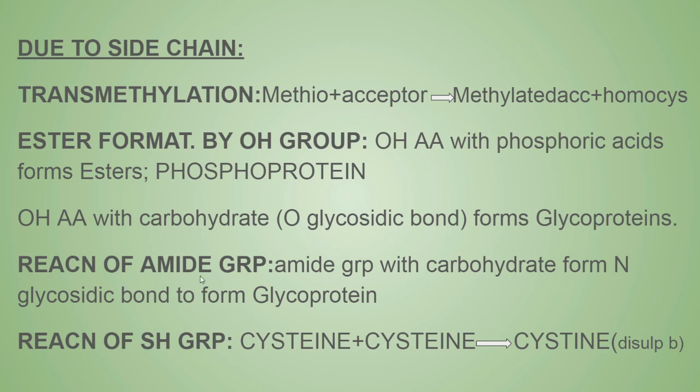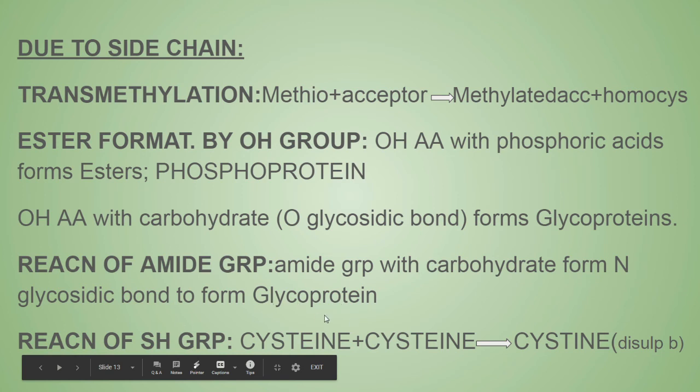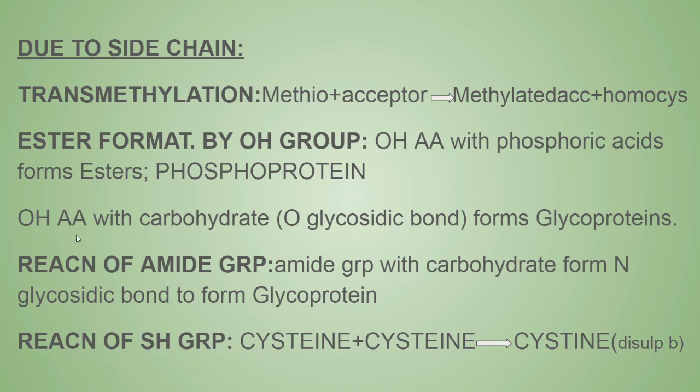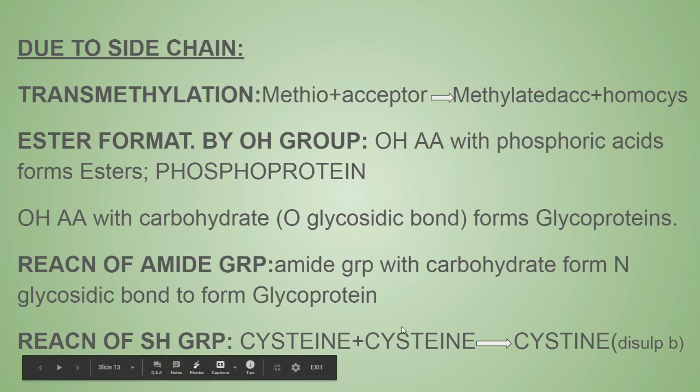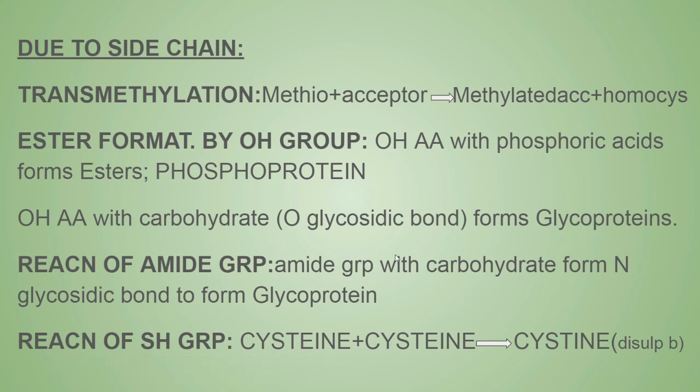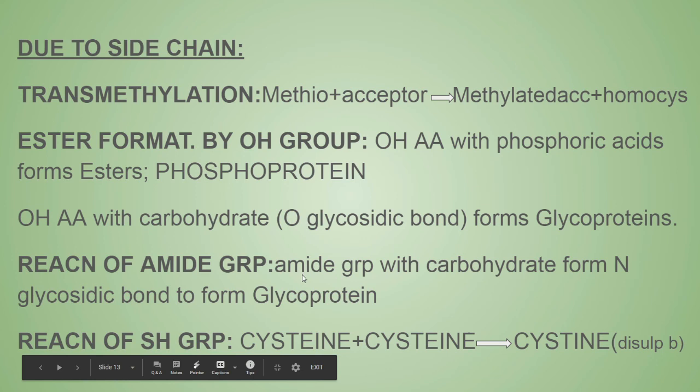Next, the reaction of the amide group. The amide group amino acids are glutamine and asparagine. The amide group with a carbohydrate will form an N-glycosidic bond and will form a glycoprotein. Over here, the hydroxy amino acids form the O-glycosidic bond with the carbohydrate and form glycoprotein, while the amide group reacting with carbohydrate forms the N-glycosidic bond and forms glycoprotein. So just remember these two differences: O-glycosidic bond with OH and N-glycosidic bond with the amide group.